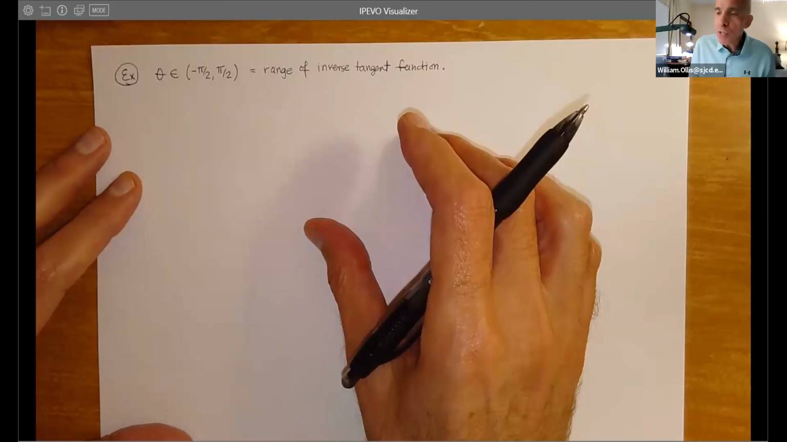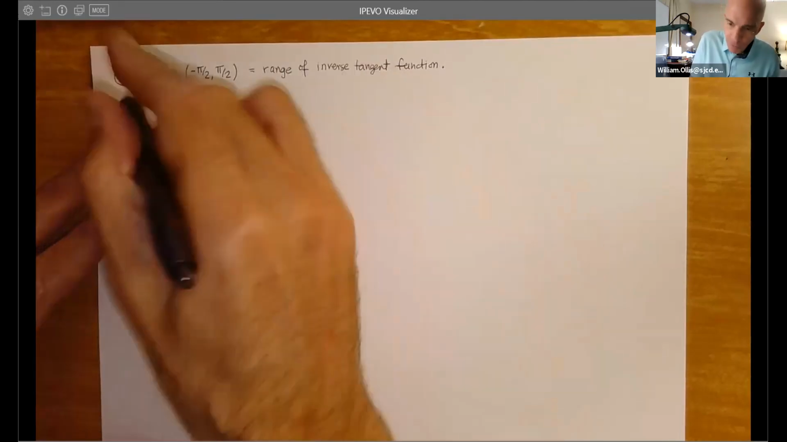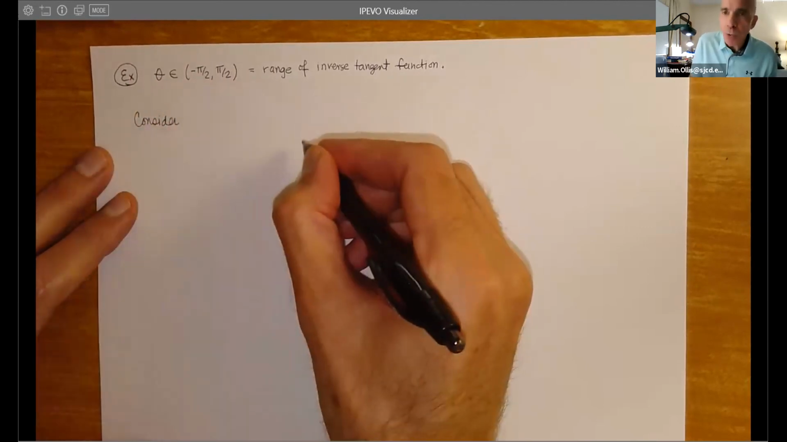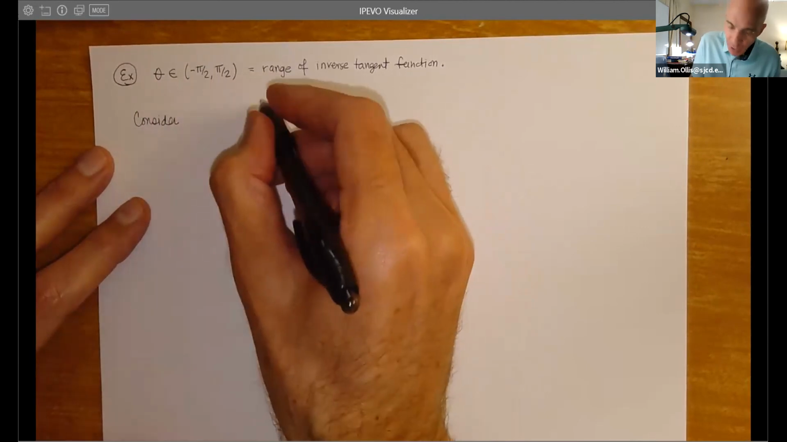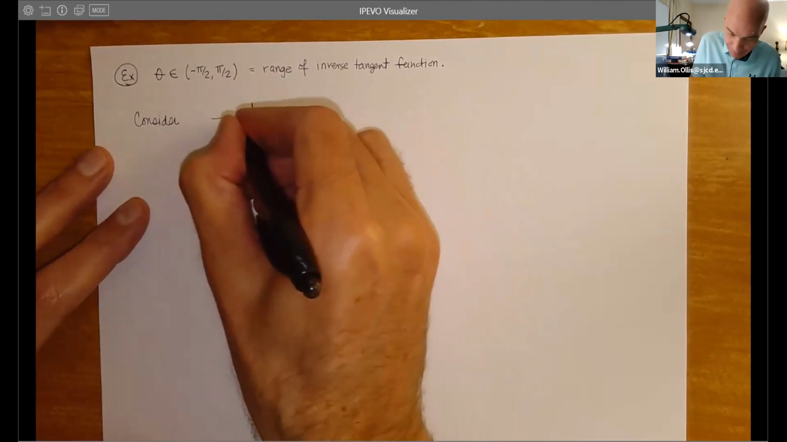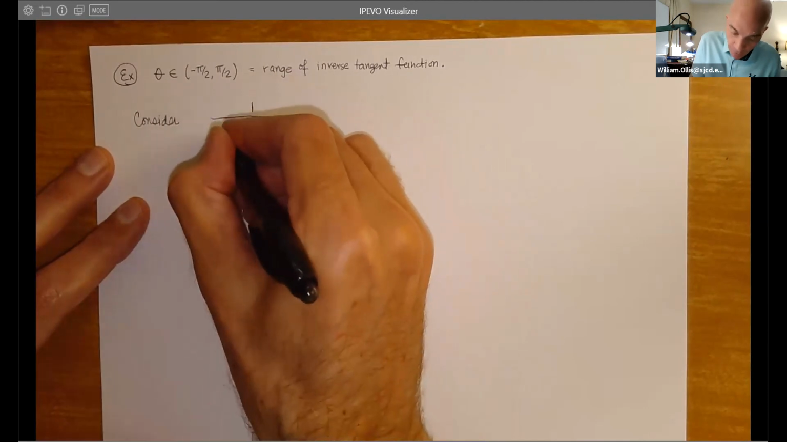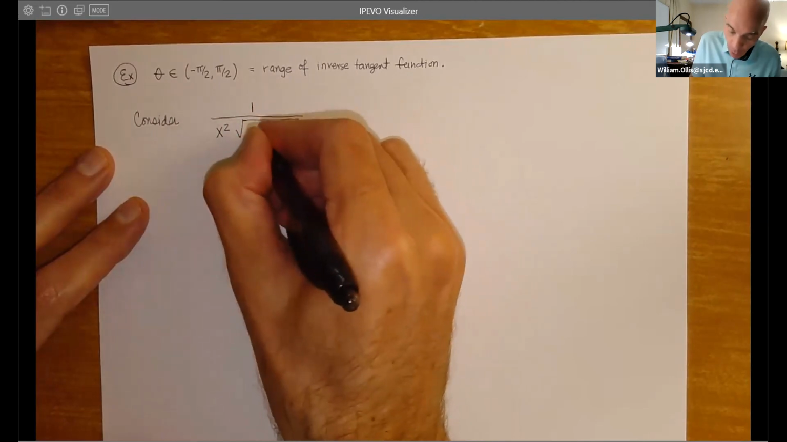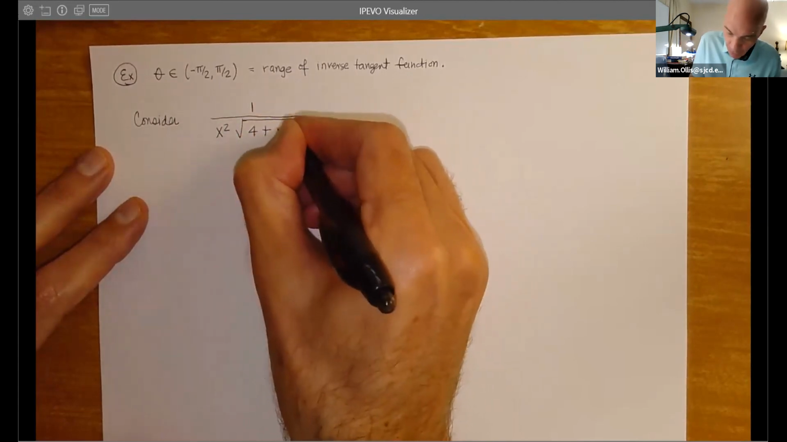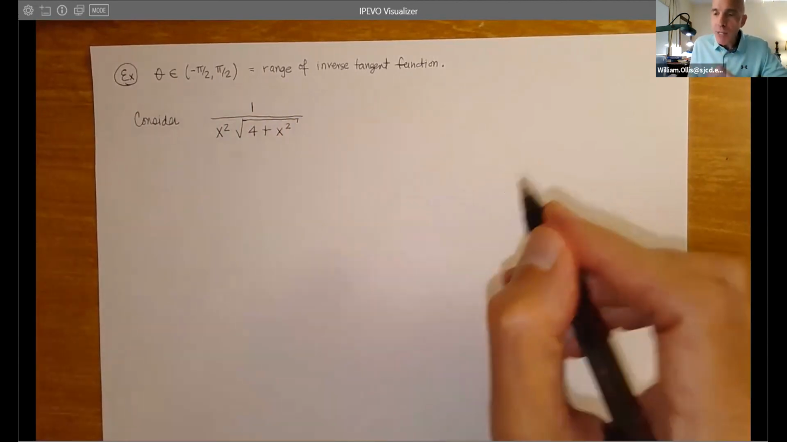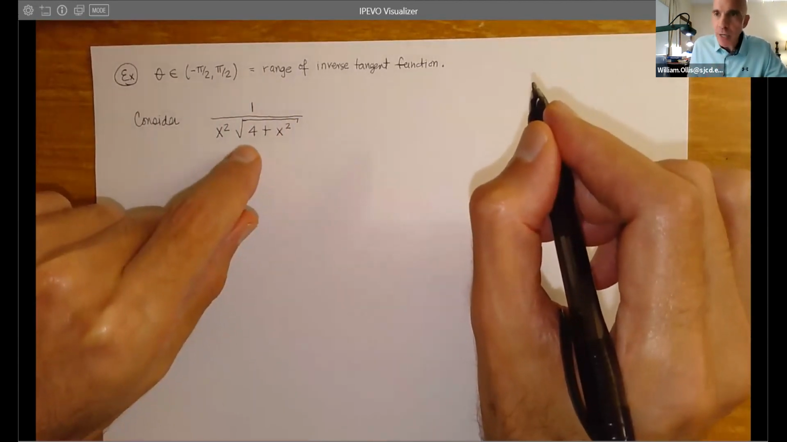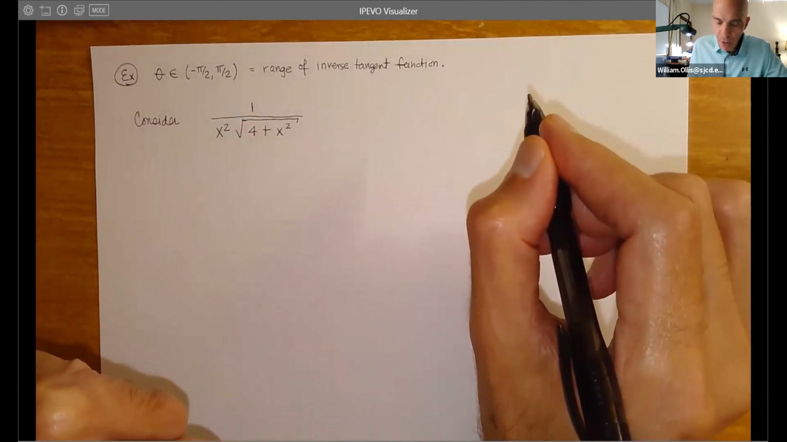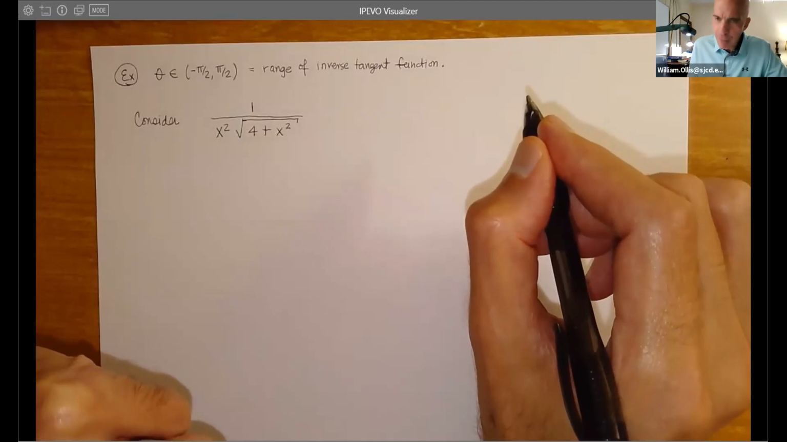Now, here's something that may be of use to you. So for instance, consider this algebraic expression that has a radical in it. So consider this expression, 1 divided by x squared times the square root of 4 plus x squared, right there. Now, what's going to happen is that you're going to be asked to integrate this in calculus 2. So you're thinking, okay, all right, so that might be kind of daunting.